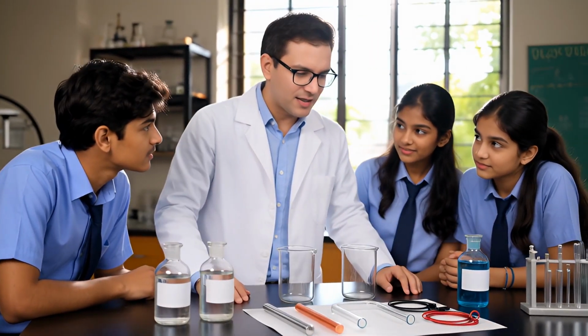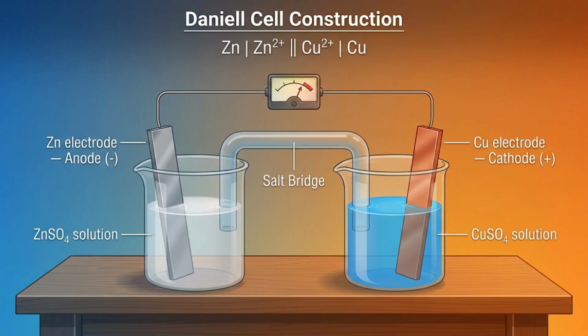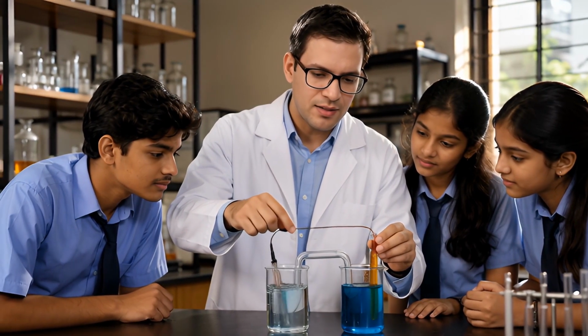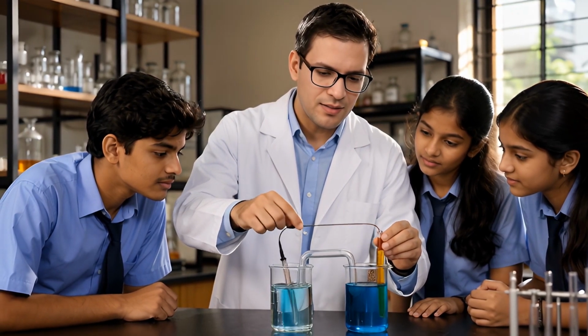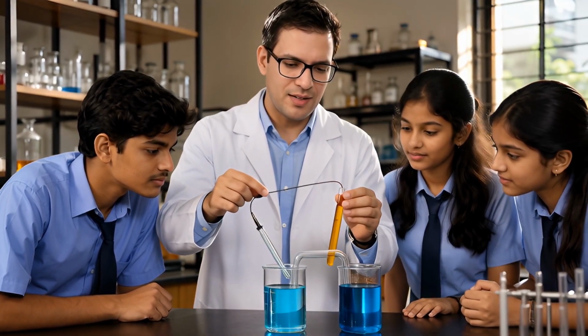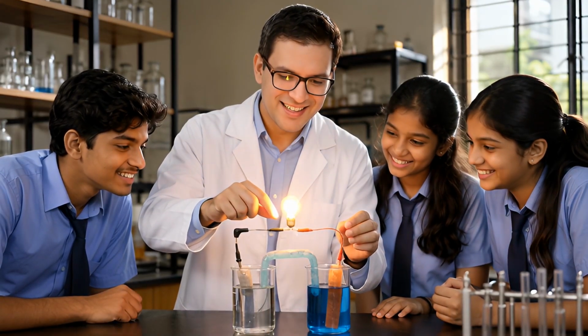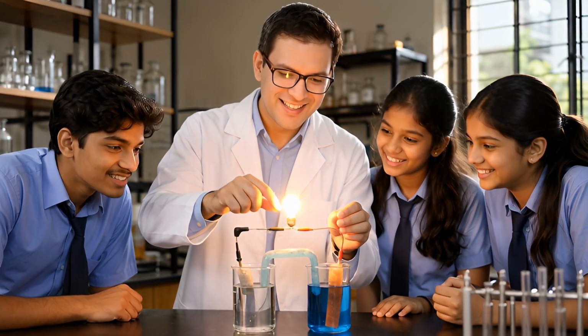In zinc sulfate solution, dip a rod of zinc. In copper sulfate solution, dip a rod of copper. The two half cells are connected using a salt bridge. Connect the rods with the wire, and the external circuit is complete.